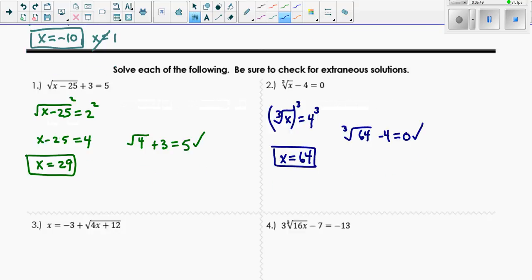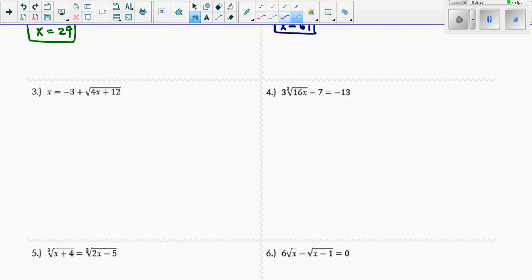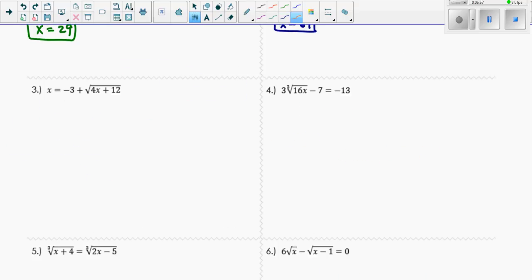Okay, let's try another one. My goal when I have a radical is to get the radical by itself so I can undo it. Sorry, this is jumping all over. So, in order to get the radical by itself, I want to add 3 to both sides. So I get x plus 3 equals the square root of 4x plus 12.